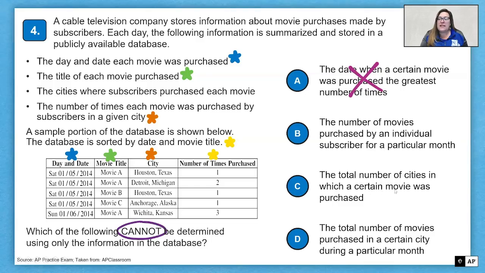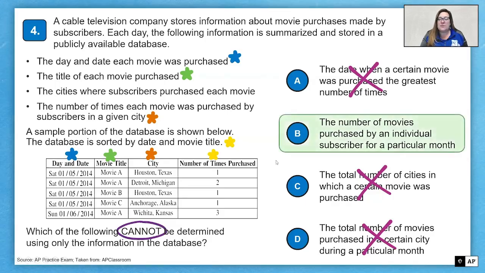The total number of cities in which a movie was purchased, well, I can see cities and movies, so I can get that. The total number of movies purchased in a city during a month, well, I have the date, so that means I can get the month, and I have the movies, so I can determine that. So the only one I cannot determine is the one that has individual subscribers.